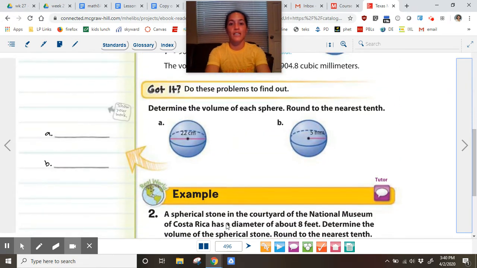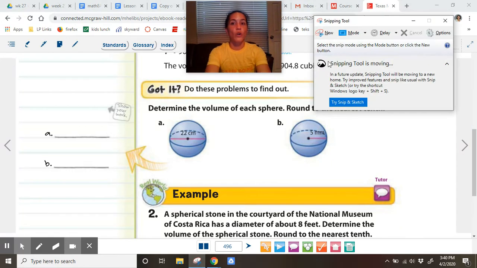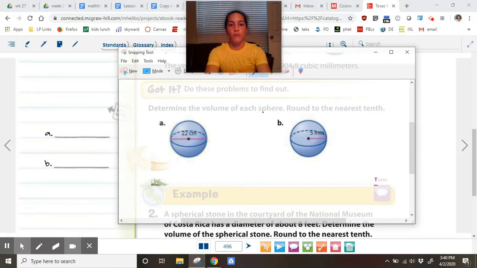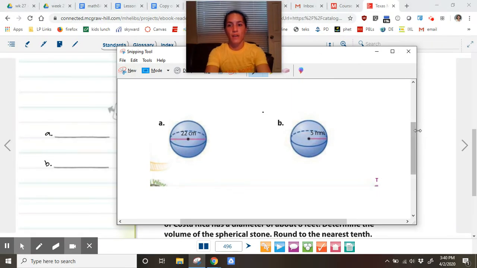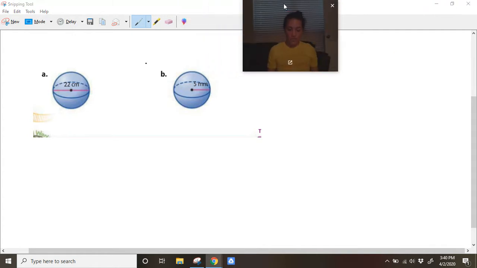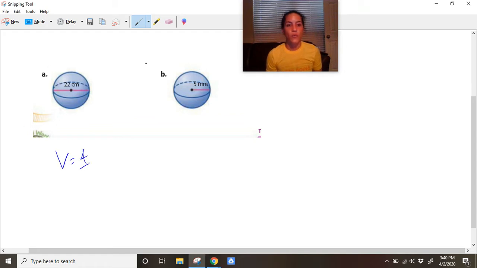So we are going to go to the got it problems, and I will work through these together with you. A and B. Round to the nearest 10th. So we are rounding to the nearest 10th for these two spheres. So the volume is 4/3 pi r cubed. And again, I'm going to write the formula every single time. I expect you to write the formula every single time, and it's just going to help you get it in your memory. I'm going to use 3.14.